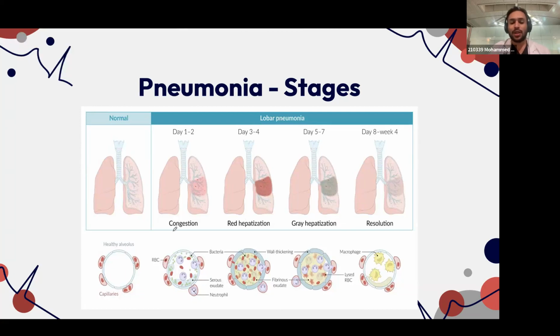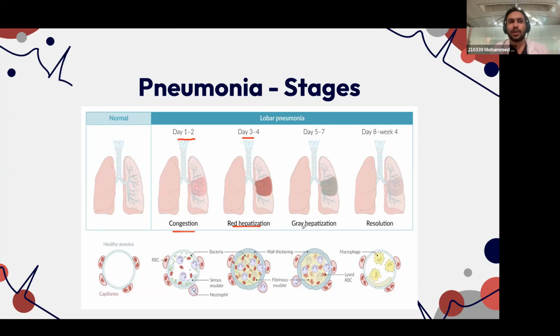So the first one is congestion. From the name, you'll have congestion based on cells. You'll have a lot of cells going in, and specifically neutrophils starting to proliferate in there. You'll see, for example, a lot of red cells. The next stage is red hepatization, which is more marked congestion. It's colored red because there are so many red blood cells now. This is 3 to 4 days. So the first one, congestion, is the first 2 days. Then 3 to 4 days is red hepatization.